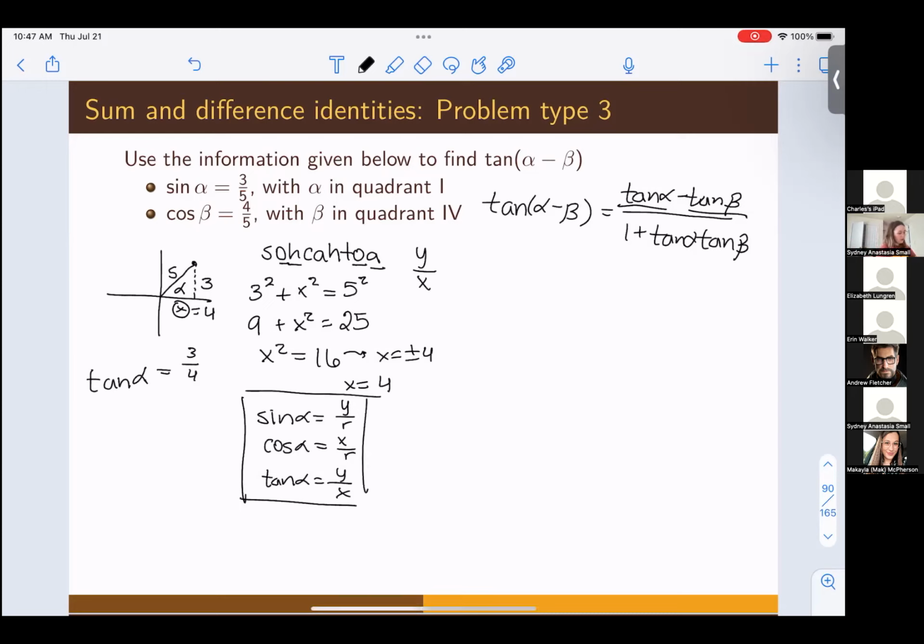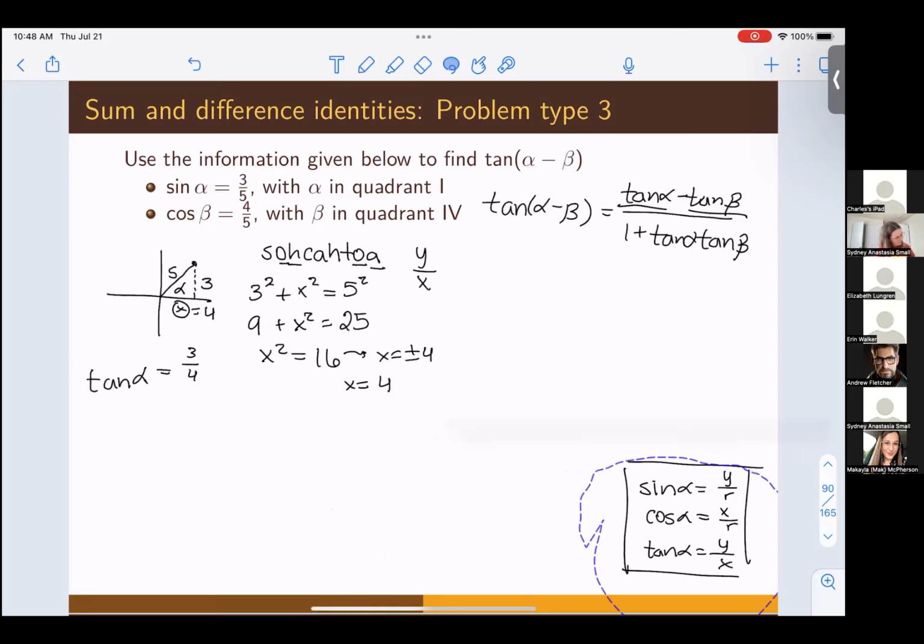Okay. Now let's think about our other angle, which is beta. I'm going to take this guy and just move it out of the way. Let's draw us beta real quick, because drawing a picture always helps. Cosine of beta is 4/5 with beta in quadrant 4. So here's quadrant 4. Call this angle here beta. Okay, so what do we have? Cosine is x over r, so 4 is the x coordinate over 5. We don't know the y coordinate. However, we can solve for it.